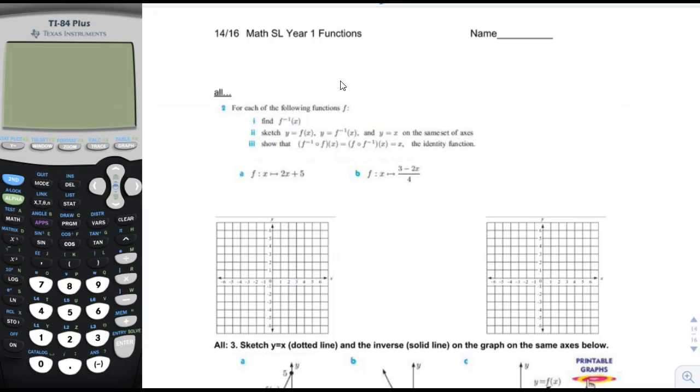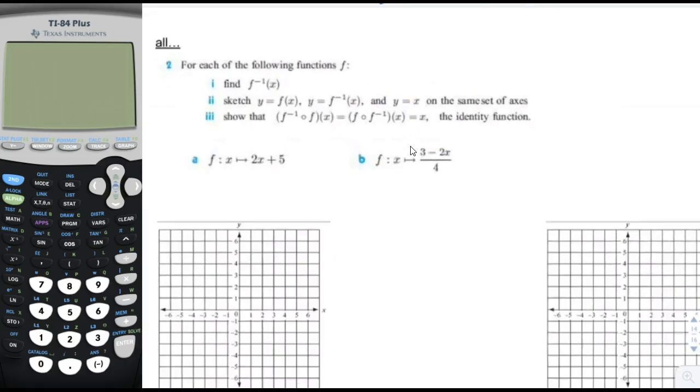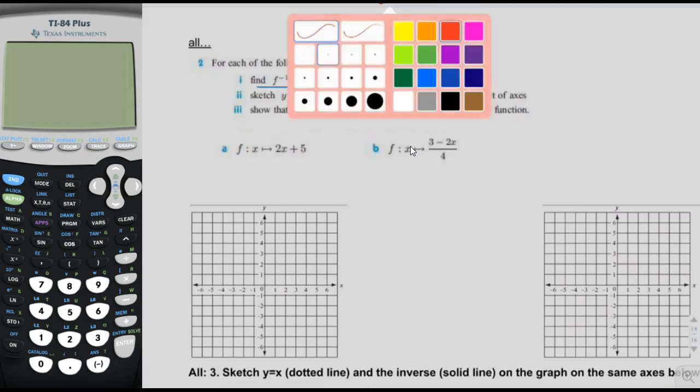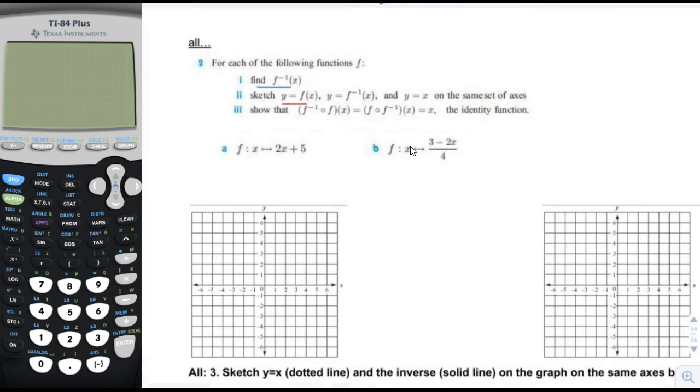Okay, functions, page 14. For each of the following functions, do the following. First, you're going to find the inverse function. Then you're going to sketch the function, the inverse function, and y equals x on the same set of axes. And then you're going to demonstrate that the inverse function following the function, or the function following the inverse function, is x.